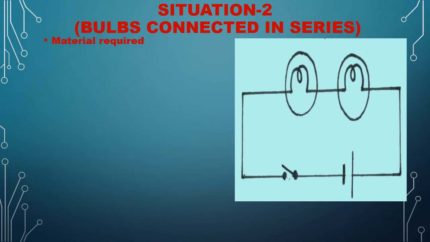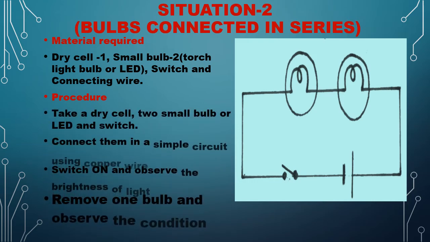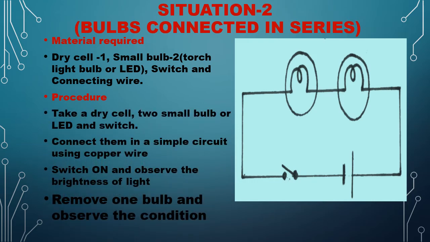Then the materials required. You can see the diagram and tell me what materials are required. One cell or two cells? Only one cell, and how many bulbs? Two bulbs, yes, two bulbs and a connecting wire. So what is the procedure? It's very simple. Follow the circuit diagram and connect them using a copper wire. So two small bulbs or LEDs and one switch are taken. Connect them using a copper wire.